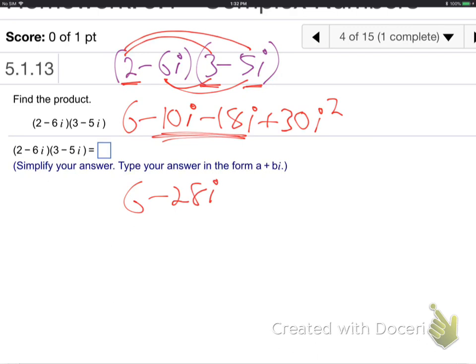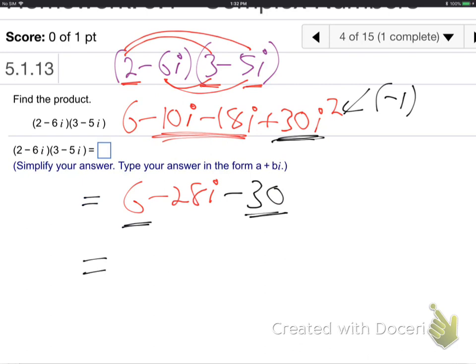And then what do we do with that 30i squared? The i squared is -1, so that ends up becoming minus 30. We good there? You just change the sign of whatever's next to i squared, because i squared is -1. So then 6 and minus 30 can now combine, because those are both just regular real life numbers. 6 take away 30? Minus 24, minus 28i, done. That's a complex number. It's got a real part and an imaginary part. We just multiplied two complex numbers and got a complex number answer.